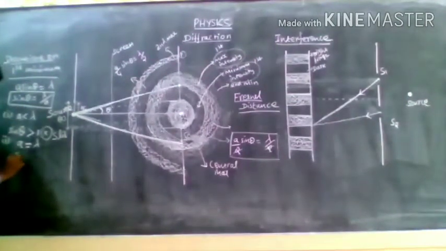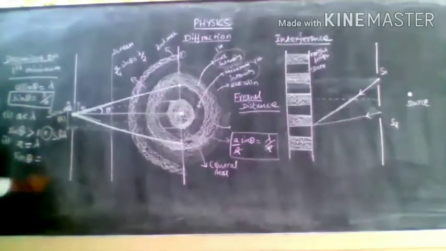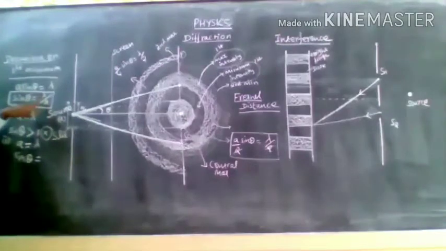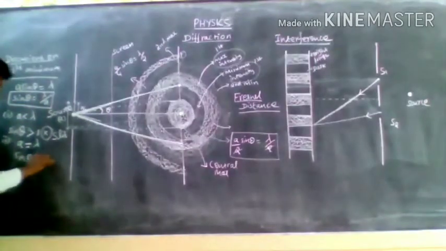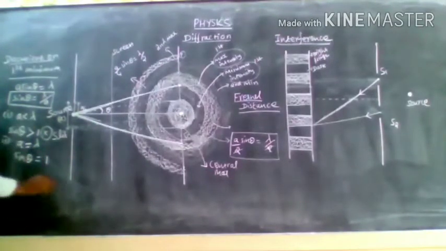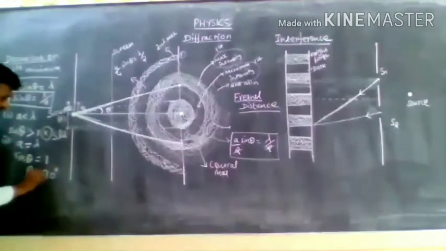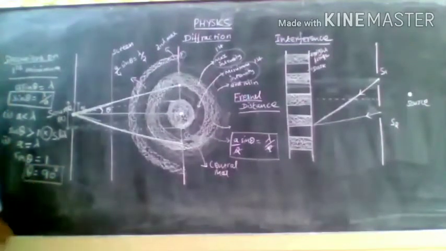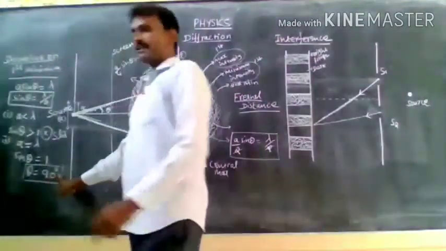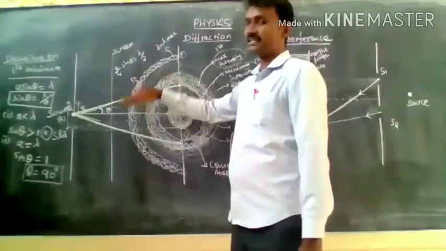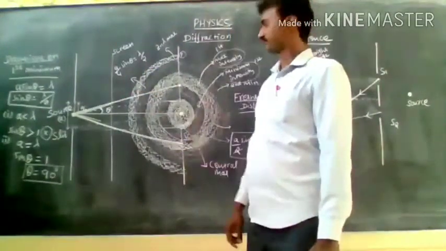We get the formula sin theta equals lambda by a. If a is equal to lambda, meaning lambda and a are equal, therefore we get the answer 1. So sin theta equals 1 when theta equals 90 degrees. So this result indicates the angular spread of the first minimum is obtained at 90 degrees.